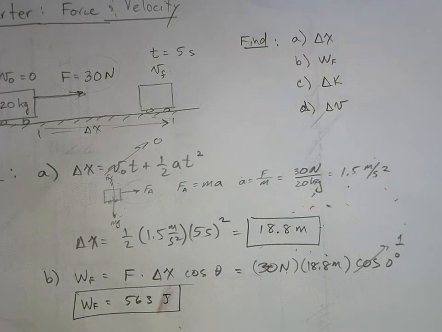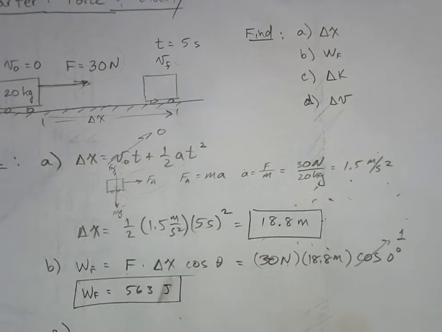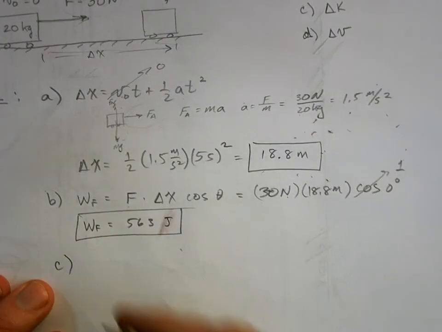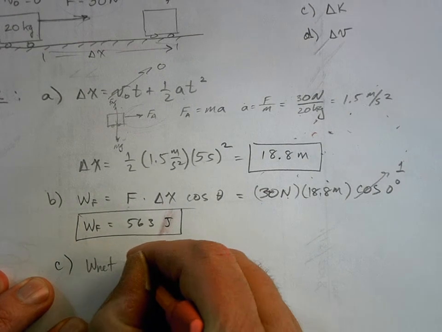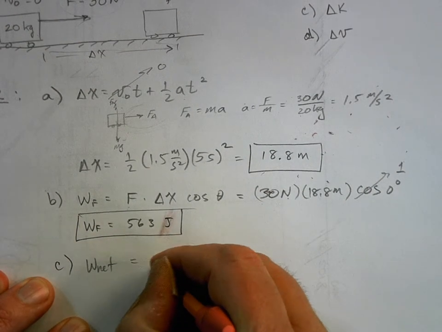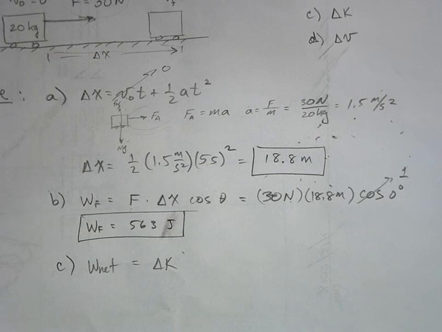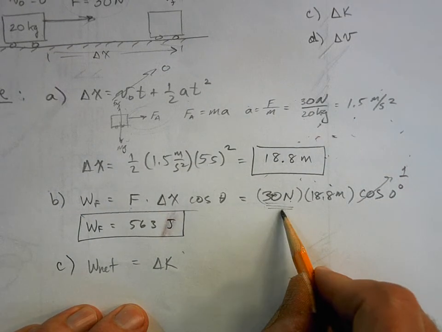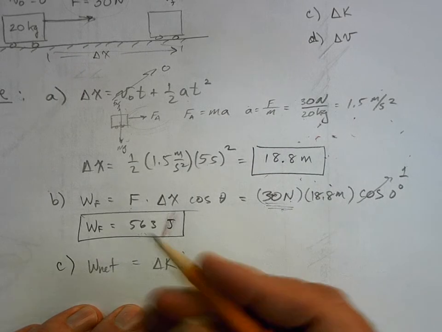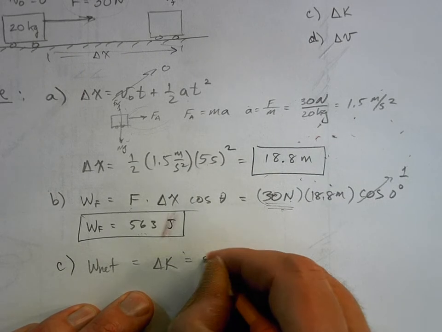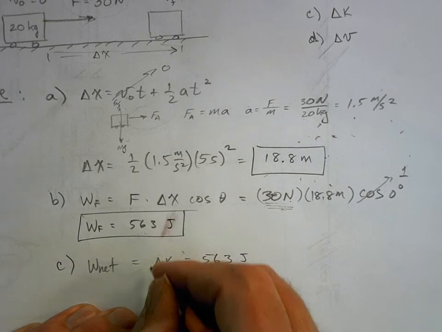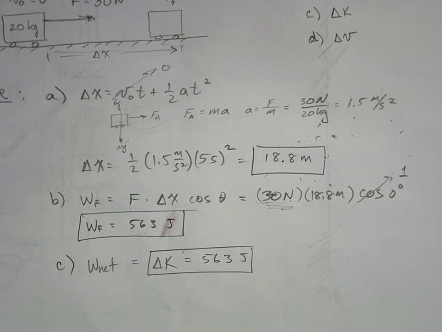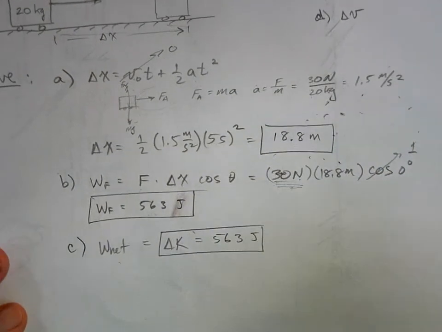And then part C. Well, part C is super easy if you know the work energy theorem. The work done by the net force equals the change in kinetic energy. Well, this was the net force. So this was the work done by the net force. So the change in kinetic energy is 563 joules. No work needed. Well, you needed the work. Never mind. All right. Part D.